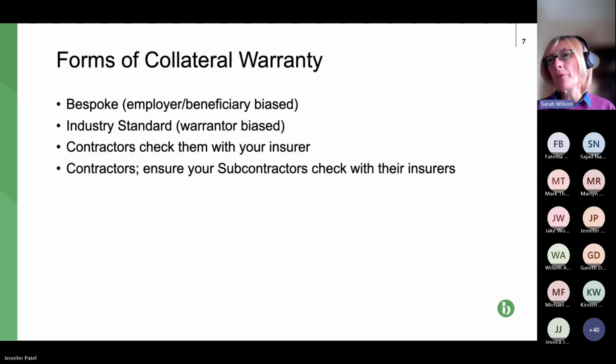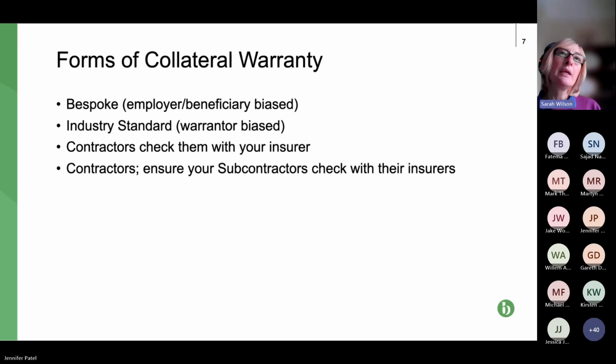Developers will have one that they tend to use, usually that their lawyers have prepared for them. So that's bespoke. Now, whilst I say they're bespoke, we'll see later that they tend to deal with the same things. It's just sometimes it's slightly different wording. The industry standard is kinder to the contractor and the subcontractor than the bespoke ones tend to be. So just bear that in mind. But as I've said, the industry standard ones are rarely used.